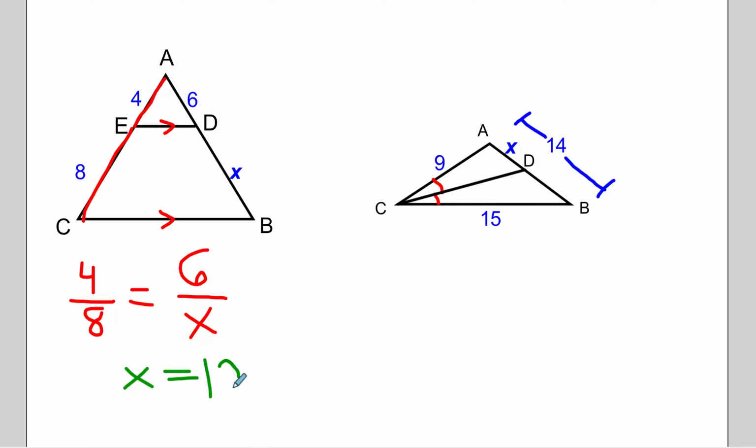Once again, we could cross multiply and solve this, and you would get that x equals 12. But you could also just see, oh, well, 4/8 reduces to 1/2, so what could I plug in here for x that would give me the same ratio? Well, 6 times 2 is 12, so we could figure out that x would be 12 that way.